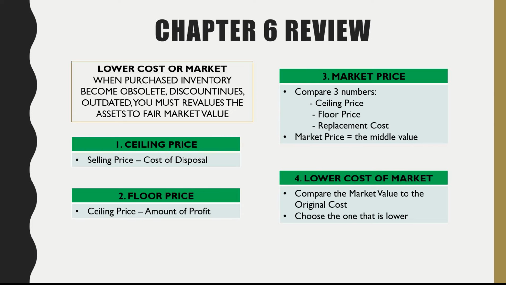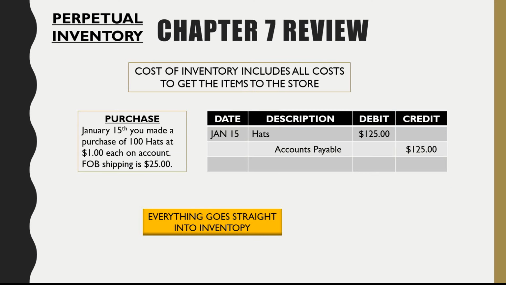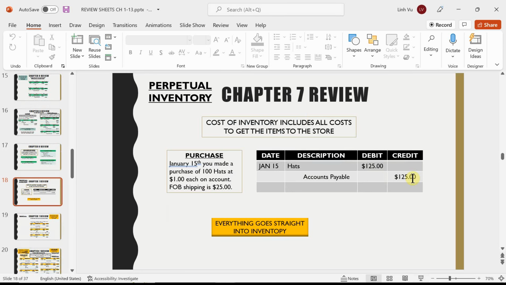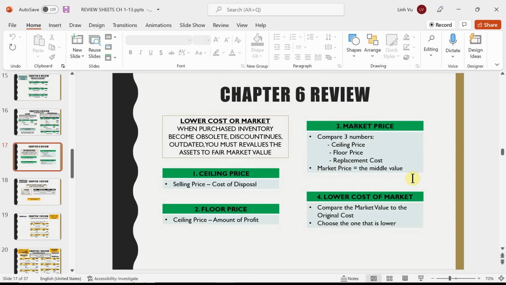Okay, so in this case, right, a good example would be that your ceiling and your floor is a calculation, where the market is a comparison as well as the lower cost of market is also a comparison. Okay? And that is it for chapter 6. Okay, we'll talk about chapter 7 and chapter 8 after we come back from the exam. Okay.